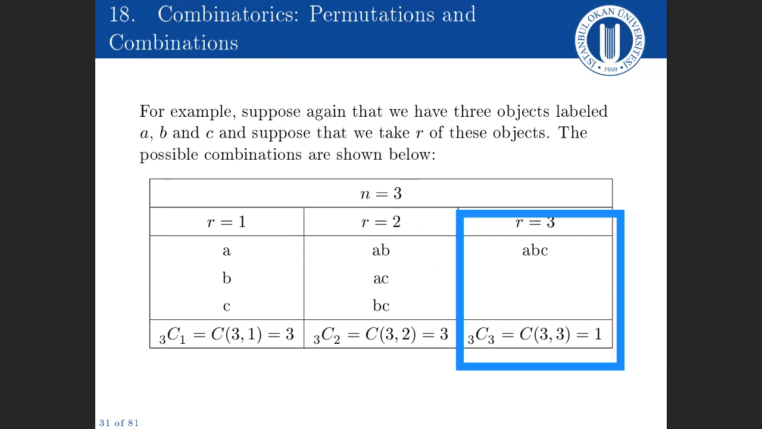And then finally, look at the right-hand column. If we want to take all 3 of these objects, then there's only one possibility, A, B, and C, because the order doesn't matter. So ABC is the same as BAC or CAB, etc. 3C3 is equal to 1. If the order does not matter, then there's just one way to take 3 objects out of 3.